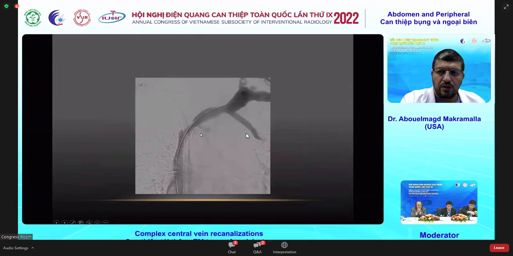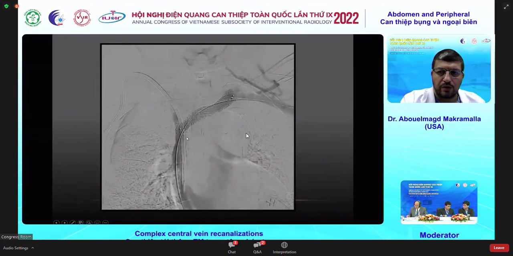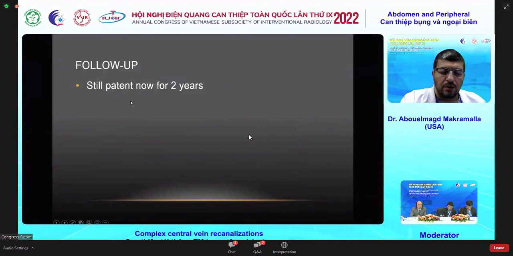But as you can see, there's actually some extravasation there, which we identified just angiographically, and immediately placed a covered stent, which provided better radial force in the uncovered stent and also sealed the extravasation. And as you can see, the right brachiocephalic vein is also patent. And the patient actually is still patent 2 years as of now.